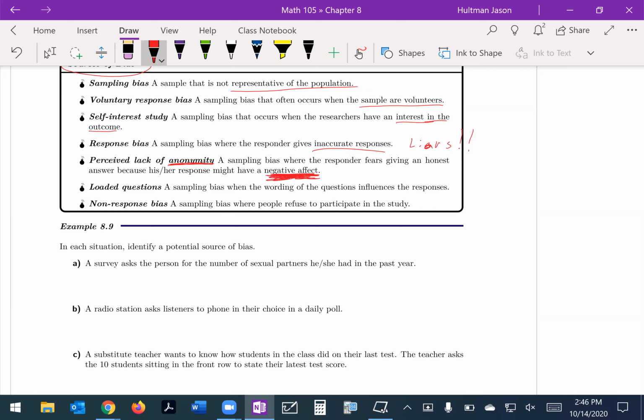Okay. Loaded questions. A sampling bias when the wording of the question influences the responses. So basically it says, hey, I bought this dress yesterday. I think it looks good on me. How do you think it looks good on me? Dude, that is a loaded question. Guys, stay away from that question. Okay? She just gave you the answer that she wanted. And so you better tell her that she looks good in it if she thinks she looks good in it. Right? That's called a loaded question.